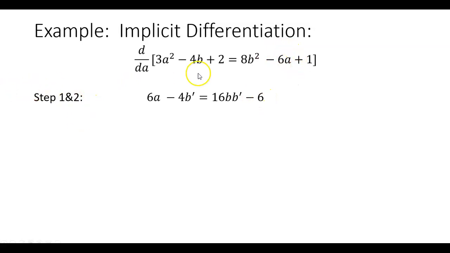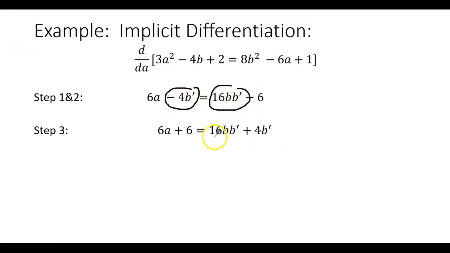All right, so that's step 1. And finally, also the 1 over here just disappears because it's a constant. Step 2. Step 3 is to take all of your b primes and move them to one side. So I put them on the right side of the equal sign, and everything else you put on the left side. Or it doesn't matter what side you put them on. All that matters is you put all the primes on one side and all the non-primes on the other.